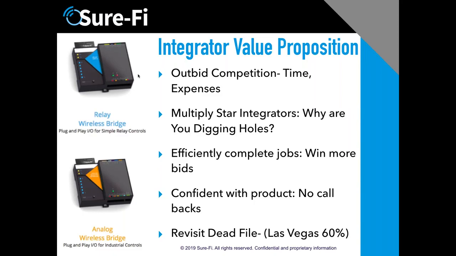So you can go back to your old bids that have said, no, it's too expensive, or no, I can't do it, or we'll have to save more money, or whatever. You go back to those dead files and you can say, now I can do it because of new technology for a lot less expensive. So those are the reasons why the integrators that I have worked with and talked to have been changing how they do things. They don't need as many employees because they can more efficiently do the jobs, and they're not digging holes. They are winning more bids because they are outbidding their competition with time and expense, and they're revisiting their dead files. And this guy I just talked to in Vegas a little while back, he's picking up 60% of his dead file. That's really an amazing resource of work you've already done. You can move forward with those jobs.